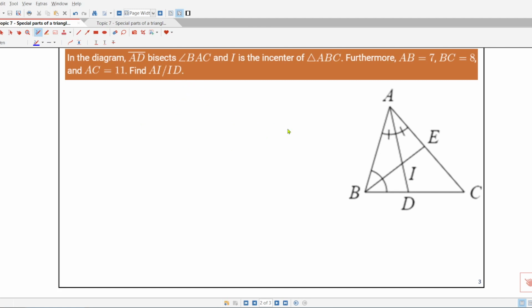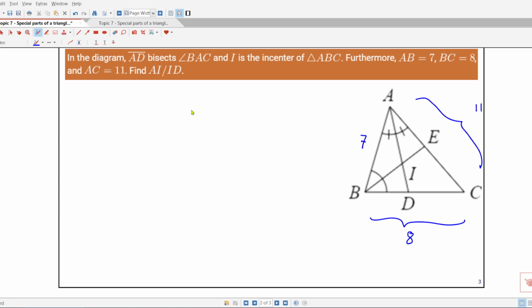In this diagram, AD bisects angle BAC. That means angle BAD equals angle DAC, right? Which is illustrated here. And I is the in-center of triangle ABC. So there must be a circle like this. I is the center of that circle. Furthermore, AB equals 7, BC equals 8, and AC equals 11. The question asks to find a ratio, which is AI over ID.